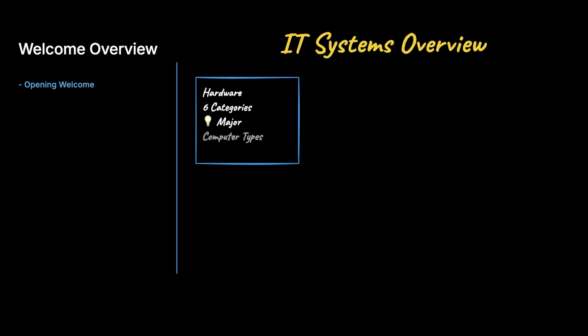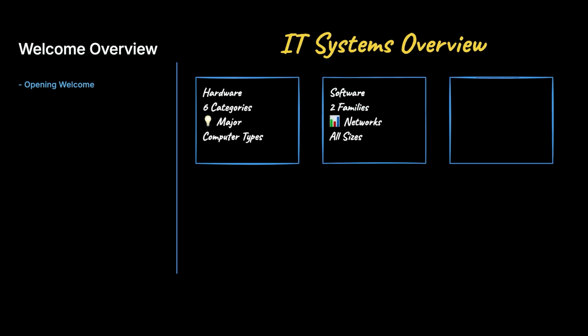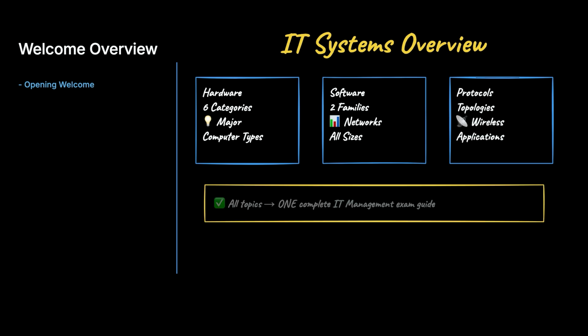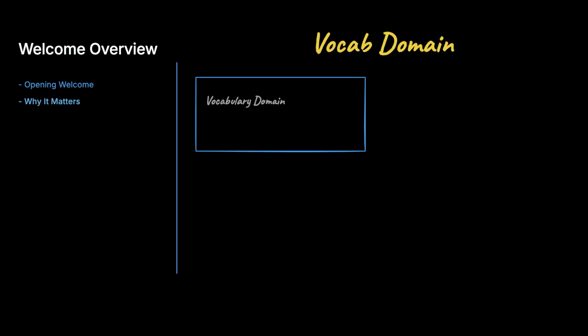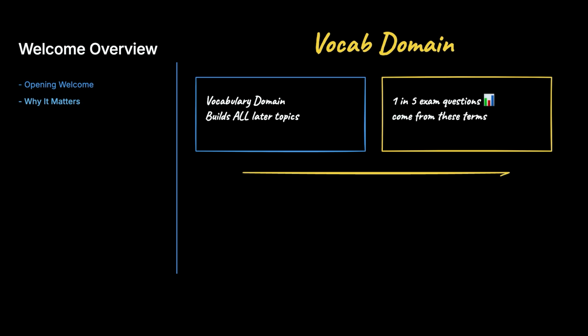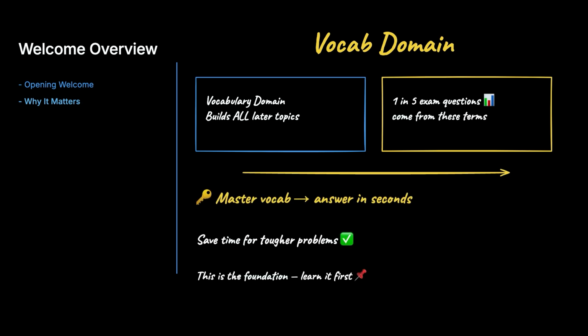So let's get started. Welcome to your complete guide to mastering information systems terminology for your Information Technology Management exam. Today we cover everything you need to pass, including the 6 hardware categories, the major computer types, the 2 software families, networks of every size, architectures and topologies, the core internet protocols, transmission media and the key wireless applications. By the end of this video, you will understand the language every later topic in this course is built upon. This is the vocabulary domain, and roughly 1 in 5 exam questions come straight from these terms. Master this material and you will answer those questions in seconds, saving valuable time for the tougher problems.